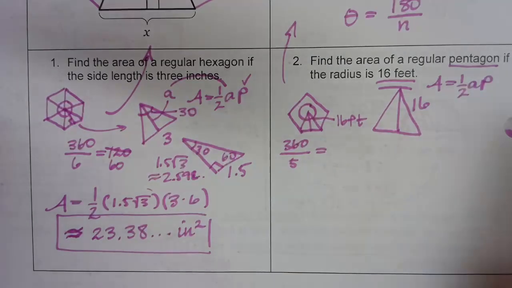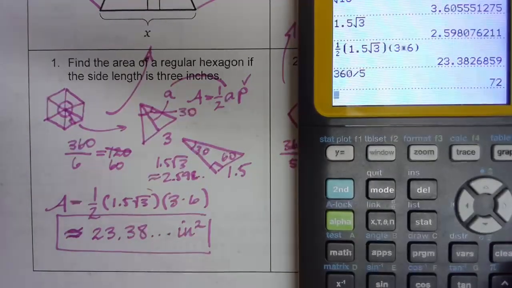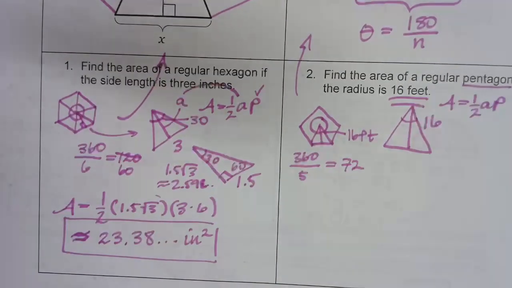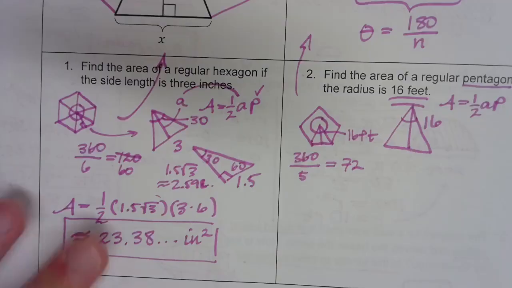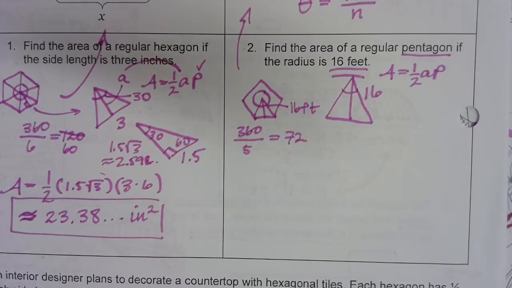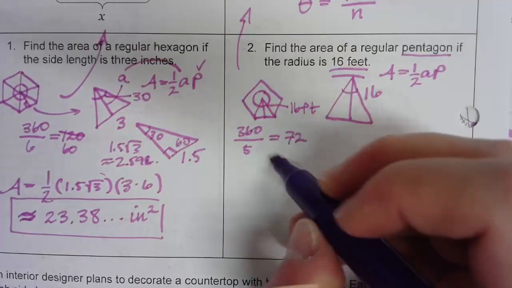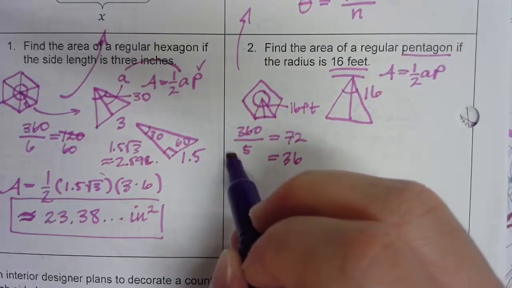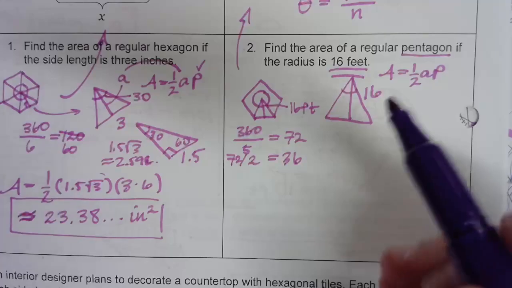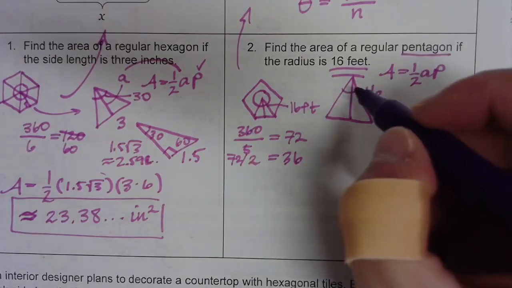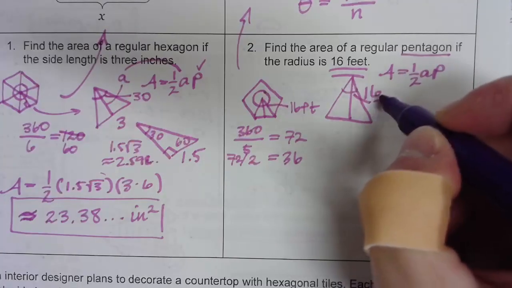Alrighty, and 360 divided by 5, that's 72 to go in the entire top of the triangle. But for the right triangle I'm solving, I only need half of that, so I'm going to divide by 2 again to get 36. Can't believe I just put that in the calculator. So now, imagine like dividing by another 2. Alrighty, and we get 36. So this angle right here in the triangle, that angle's 36.